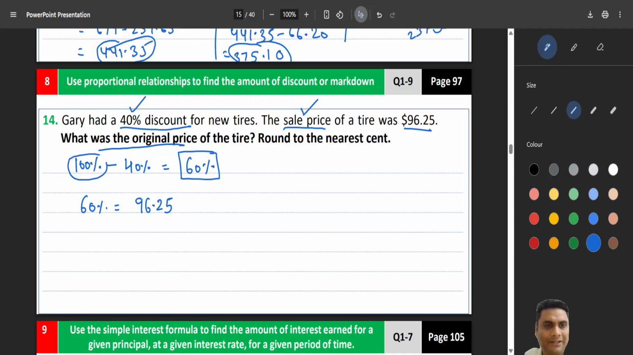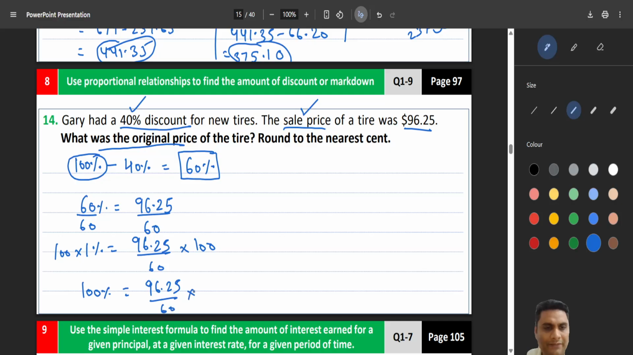Now we have to find what? The original price, that is 100%. How will I do that? 60% is equal to this much, right? Divide both the numbers by 60. Okay, 60 divided by 60 becomes 1, and 1% is equal to what? 96.25 divided by 60. But I need how much? 100%. So I multiply both the sides by 100. So this will become 100% equal to 96.25 over 60 times 100.